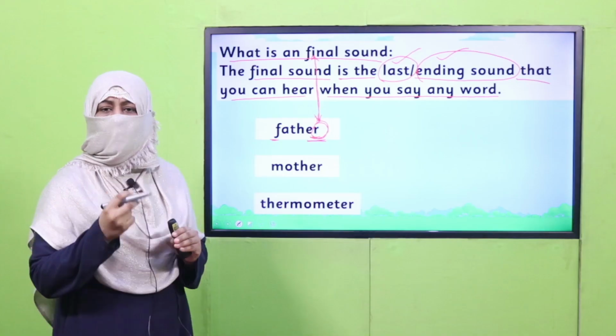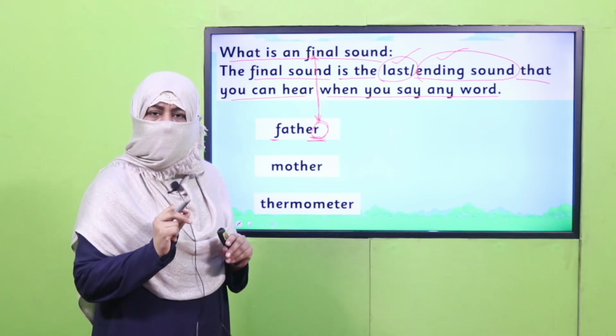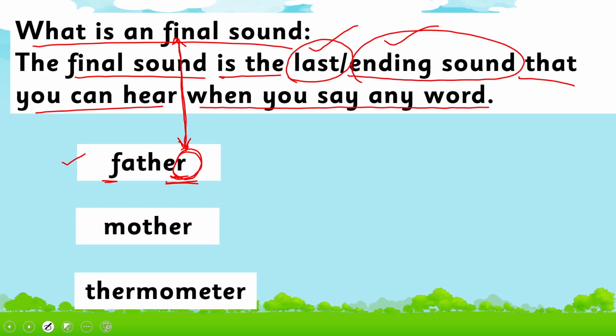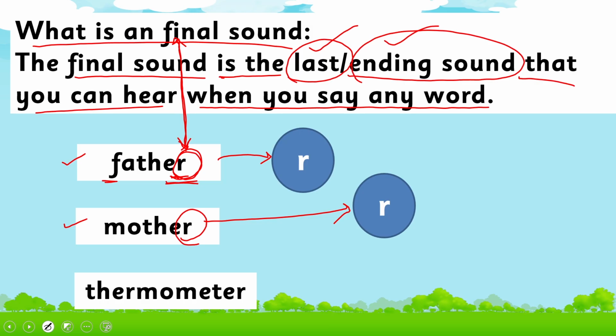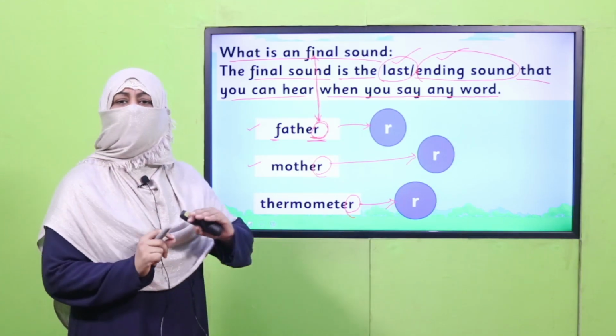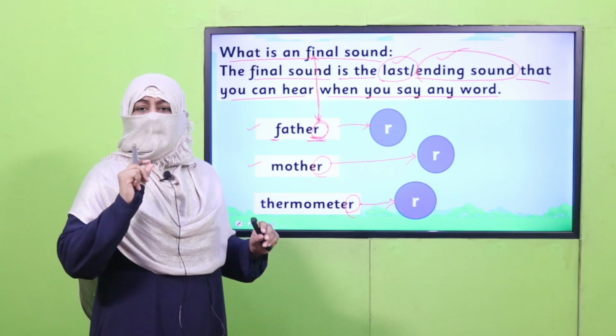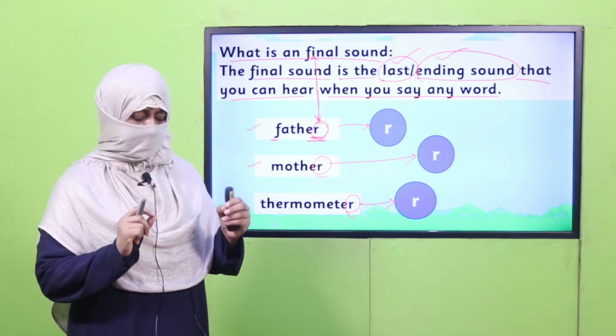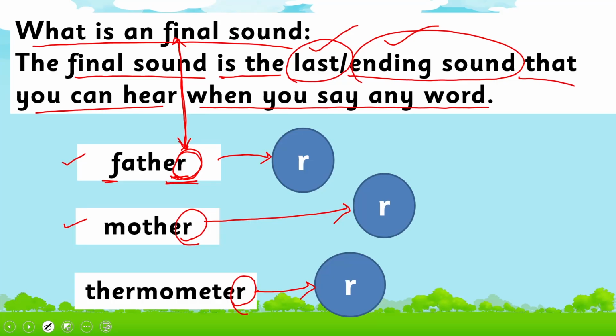When you say a word, the last sound which you hear, the ending sound which you hear, is final sound. For example, we say father, father, it's ending sound. We say mother, again it's ending sound. We say thermometer, again is ending sound. So now we know sounds of all the letters, where it's ending. We will find out where this word is ending, and let's practice. Don't be upset, we have more words to practice.